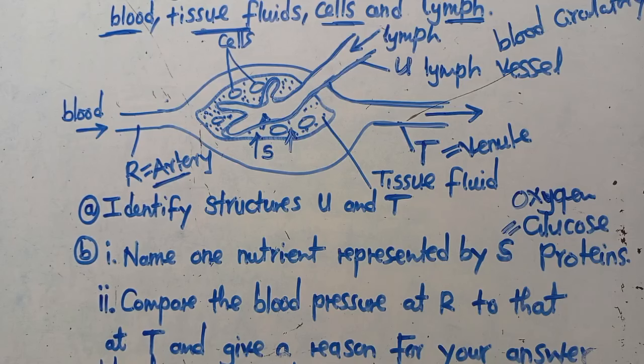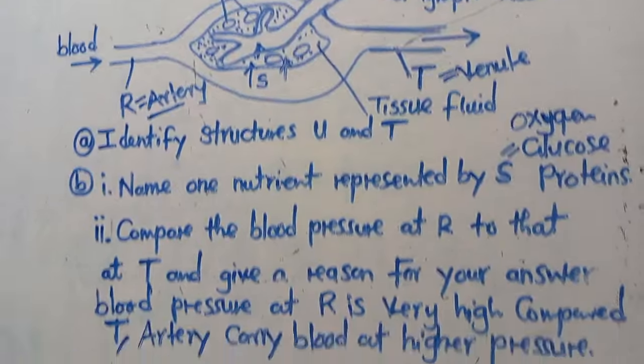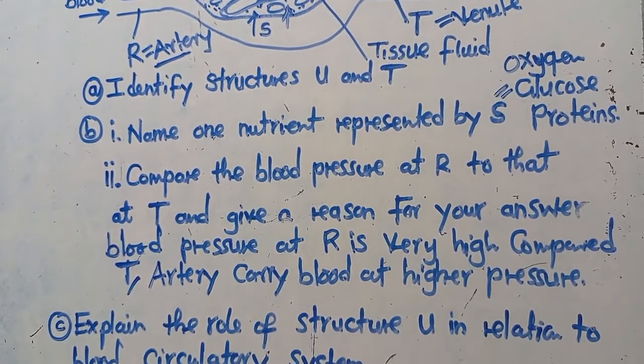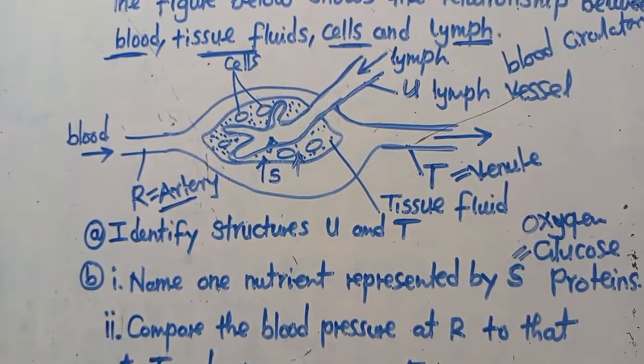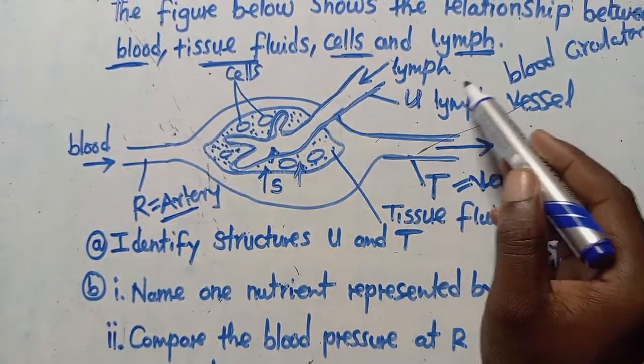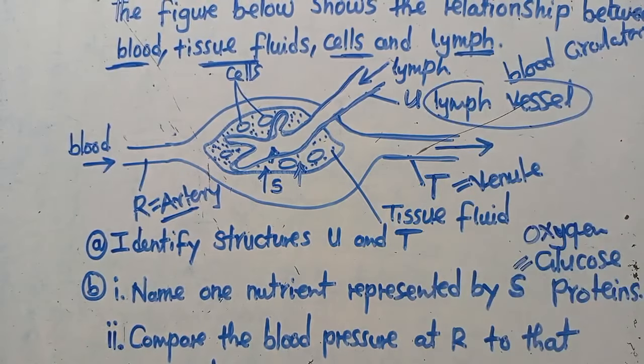Very important. Let us now move on to the last question. This last question is telling us to explain the role of structure U in relation to the blood circulatory system. What is this structure U? Structure U, my friend, where are you? It is here. This is the lymph vessel. So what is the role of that lymph vessel in relation to the blood circulatory system?